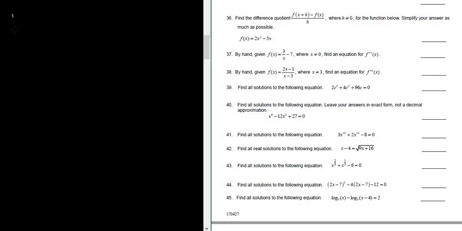Let's do number 38. By hand, given that f of x is equal to (2x minus 1) over (x minus 3), find an equation for the inverse function, f inverse of x.